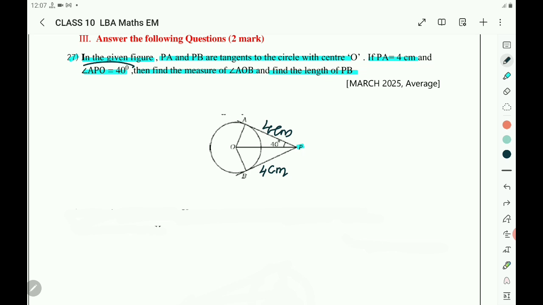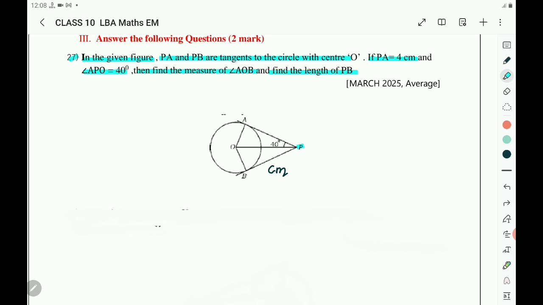Next, what is to be found out here? Angle APO. If you consider the triangle APO or OAP, OAP is a right angle triangle. Angle OAP is equals to 90 degree. Here also angle OBP is equals to 90 degree. Triangle OAP and triangle OBP are congruent. Why they are congruent? Here if you take the two triangles, angle OAP is equals to angle OBP. Both are equals to 90 degree.